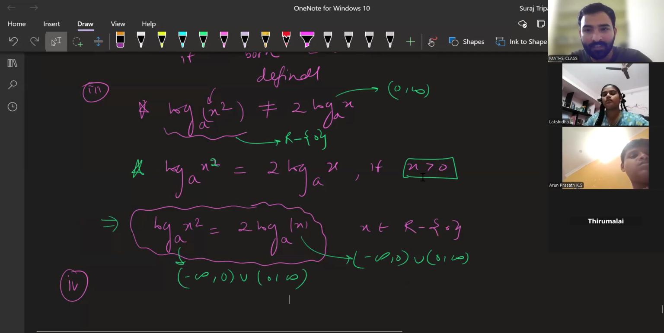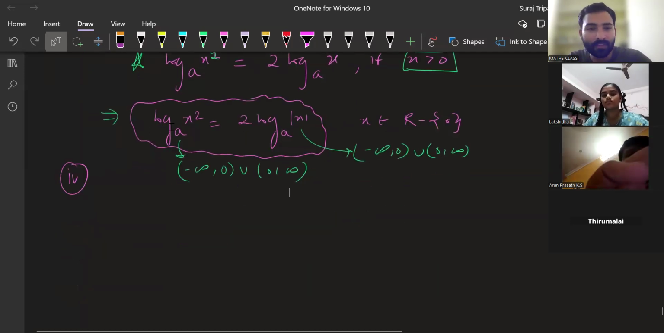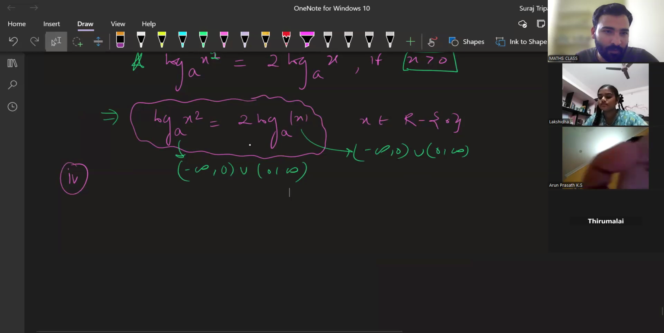The second one is only correct if x is a positive number. The third one is always correct. The domains of both the left hand side and right hand side are the same. Now the fourth one.